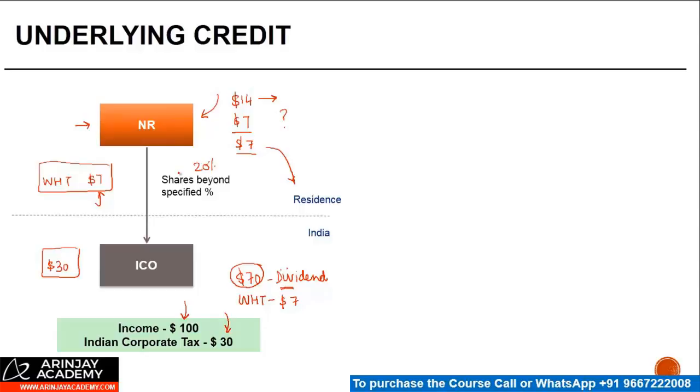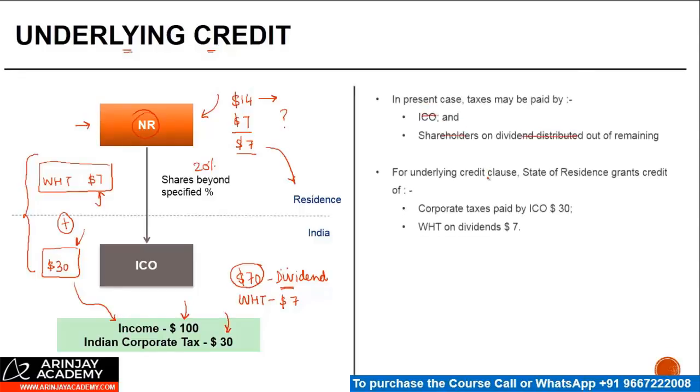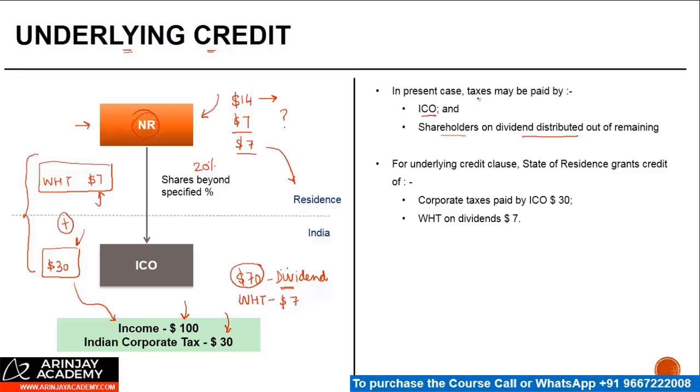The second situation where the non-resident is entitled to the credit of 30 plus 7, $37, is known as the underlying credit. Underlying credit means the taxes which have been paid on the underlying income out of which such dividend has been declared are also considered as tax paid by the non-resident. So in the present case, the taxes may be paid by the Indian company and the shareholders on dividend distributed out of the remaining profits.